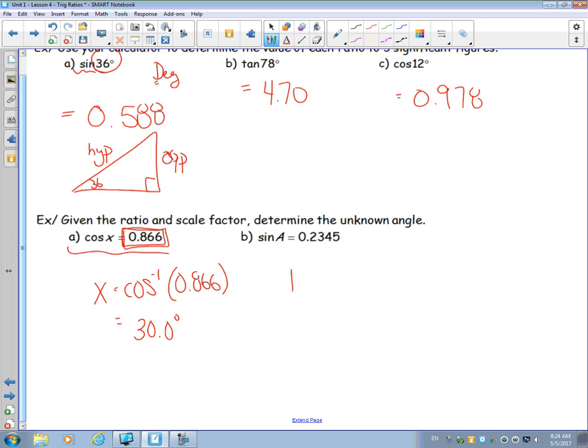And we try the second one. I want to do an inverse sine this time of whatever 0.2345 comes out to. And using your calculator, you hopefully get 13.6 degrees.